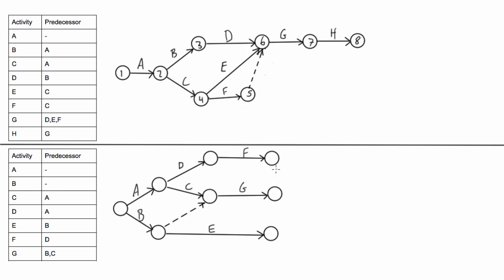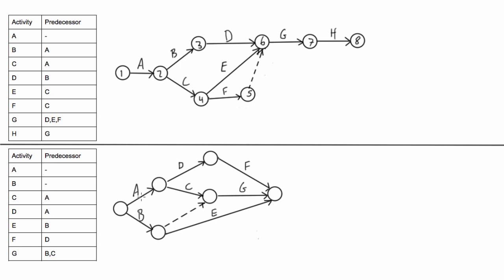So the best way to do this actually is to, instead of drawing F to its own node, just bring F down to the same node that G ends on, and then bring the node that E ends on to the same node that G ends on, just like this. So now we have our project ending on one single node, so that rule is satisfied.